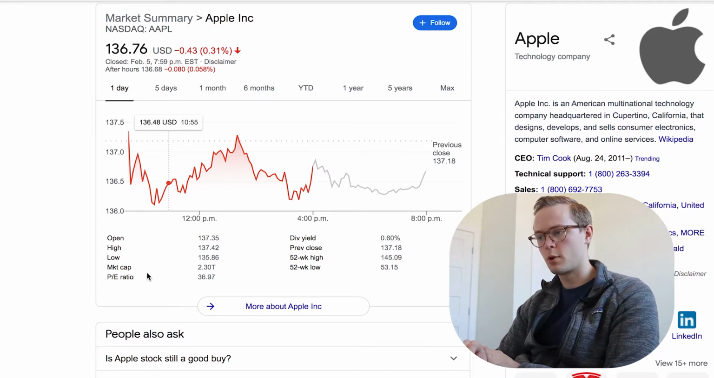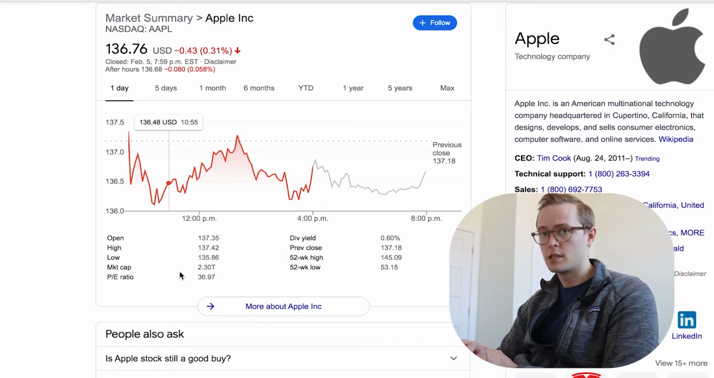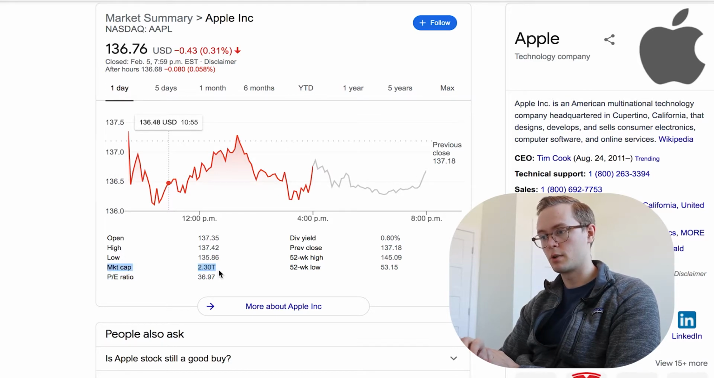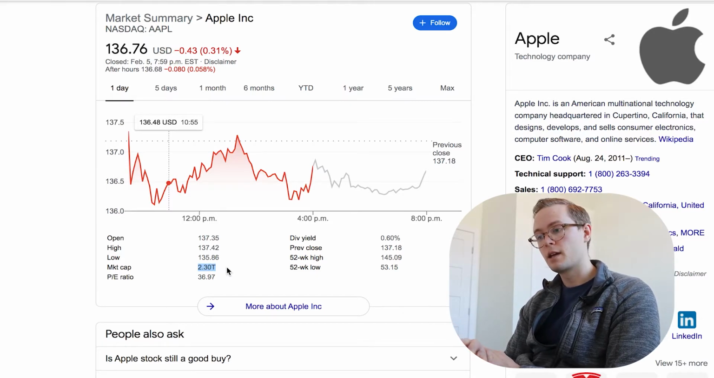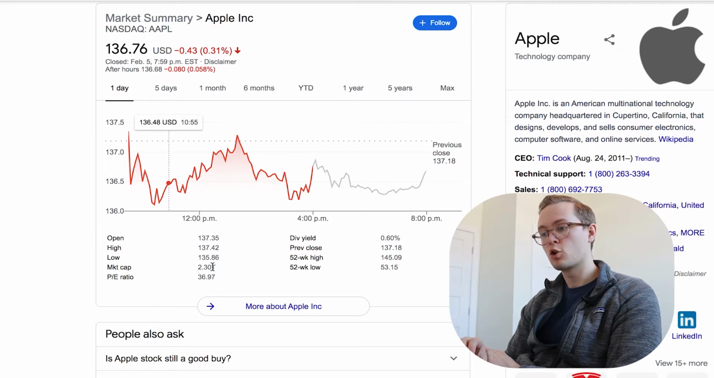Cool, now we get into some more things that are not quite as obvious. So let's look at market cap. Market cap here is 2.3 T. T stands for trillion. So this is how much you would get if you added up all of the Apple stocks that existed, and multiplied them by the current price of the stock, 136.76. You would get a total of $2.3 trillion.